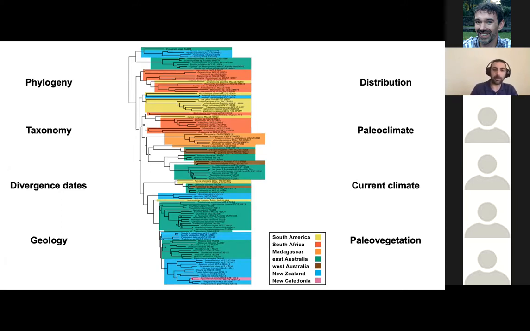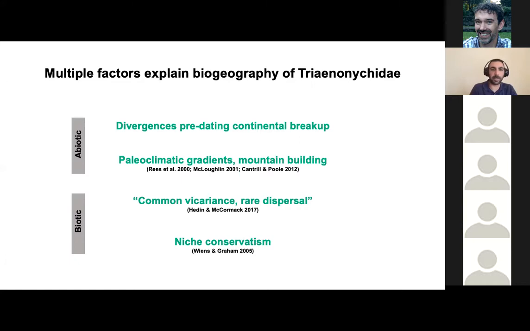I'm going to start by giving the conclusions first, so that this can be in your head while I go through the results. And I think there are multiple factors that can explain the distribution of Triaenonychidae across Gondwana. And these are not mutually exclusive, of course.